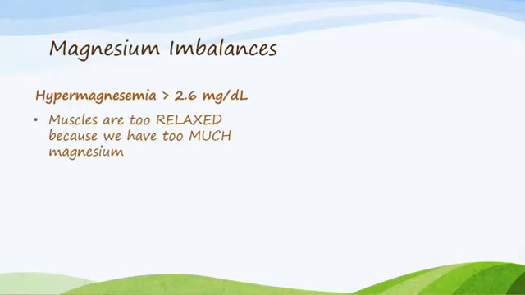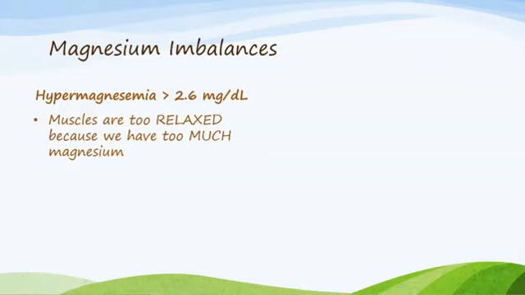Now remember, we have muscles located throughout our entire body, and these muscles have a variety of different roles, and there are a variety of different types of muscles. But each of them is going to require a balance of magnesium. And the challenge is that when we have hypermagnesemia, what we're going to see is the muscles are really too relaxed all throughout the body.